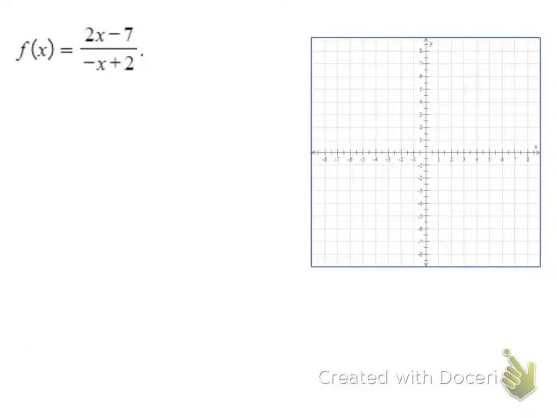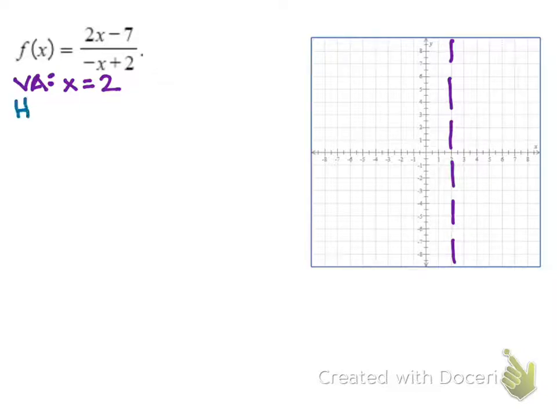Let's look at another one. First, we need to look at vertical asymptotes. And again, the vertical asymptotes are restrictions on the denominator. In this case, it would be x equals 2, right? If x is a positive 2, then that's going to make that denominator 0. And I'll just put that here in my graph.